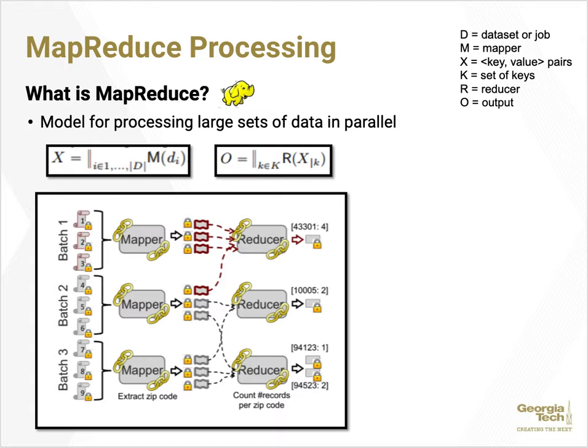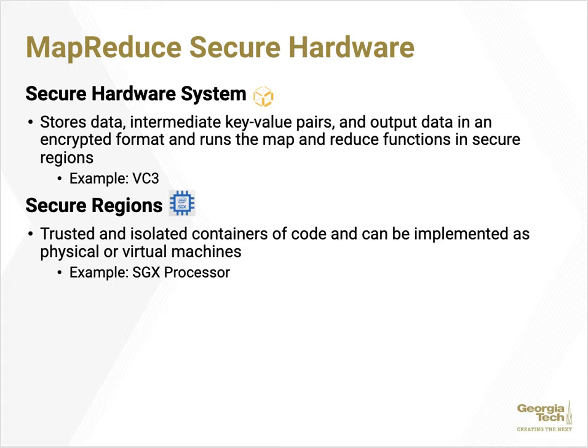And now let's talk about some of the secure hardware that you would run a job like this on. Microsoft Research has defined a security hardware system as a system that stores data, intermediate key value pairs, and output data in an encrypted format and runs the map and reduce functions in secure regions. An example of a piece of hardware that Microsoft Research gave that can manage this sort of processing is VC3, and that's actually what they're using in this research study as well.